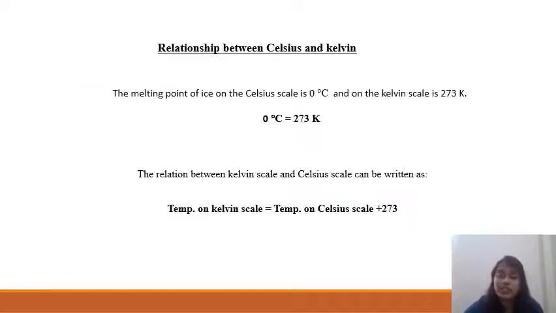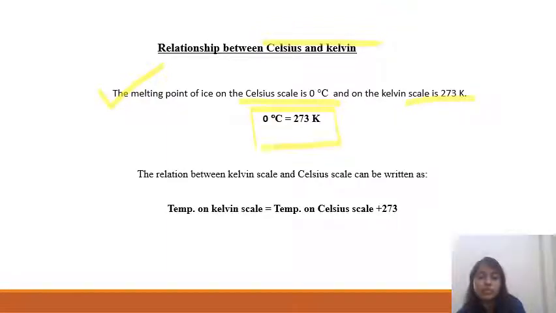Okay, so let me tell you the relationship between the Celsius and Kelvin scale. The melting point of ice on the Celsius scale is what, students? It's 0 degrees Celsius, and on the Kelvin scale it's 273. So the relationship between these is 0 degrees Celsius is equal to 273 Kelvin. 0 degrees Celsius is equal to how many Kelvin?